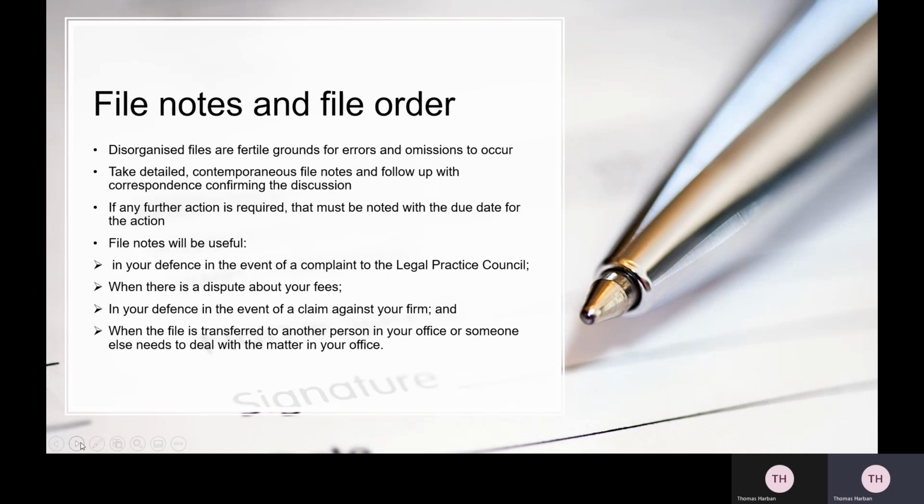The state of your file also talks to the quality of output that you are giving to your clients. It's important to take detailed contemporaneous file notes. Take file notes as events are happening, or as you're having a discussion with whichever party it is you're talking to, whether it's a client or a third party, and follow that up with correspondence confirming the discussion.